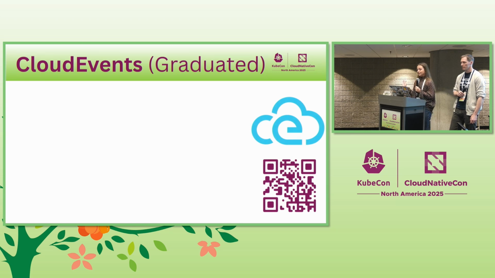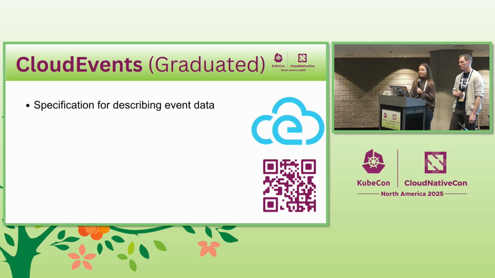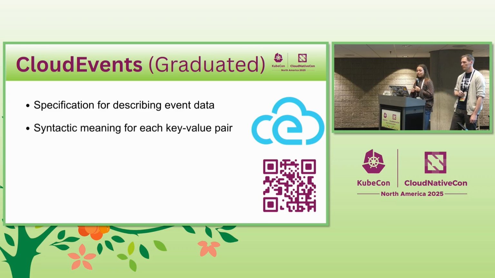And so that's just NATS. Let's move on to CloudEvents. CloudEvents is a CNCF graduated project, which means that it is production grade and widely adopted within the ecosystem. It is a specification for describing event data. It provides a common schema, whether your event came from AWS, GCP, or even your own local service. It provides a common way to parse these events, and it gives syntactic meaning for each key value pair. This consistency makes it easier for your downstream consumers to process each event without having any custom parsing logic.